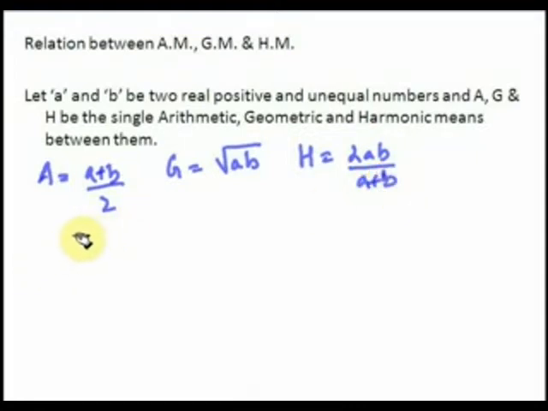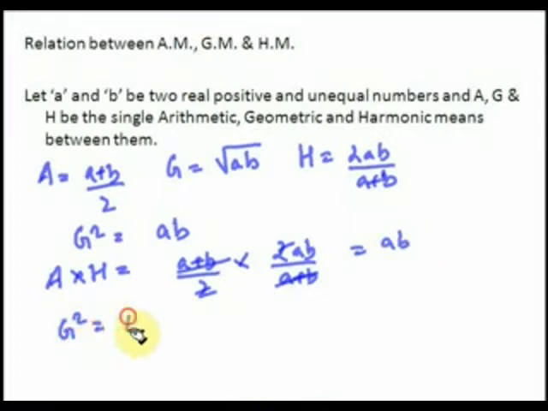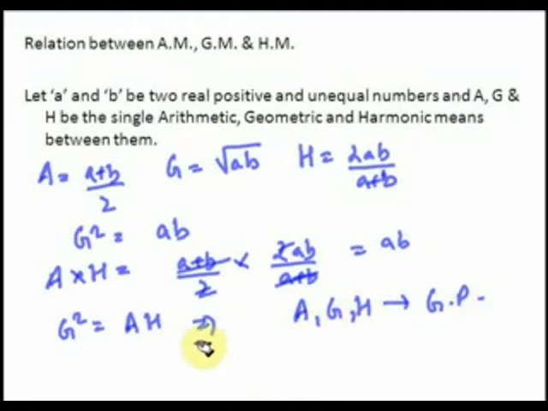Now if we consider the equation, G square will be equal to ab, and if we take the product of the arithmetic mean into harmonic mean, that is A into H, that is a plus b by 2 into 2ab upon a plus b. A plus b and a plus b will cancel, 2 and 2 will cancel, it is ab. This implies that G square is equal to A into H. It means A, G and H, these three terms are in the geometric progression. Because G square is equal to A into H, that means G upon A is equal to H upon G.